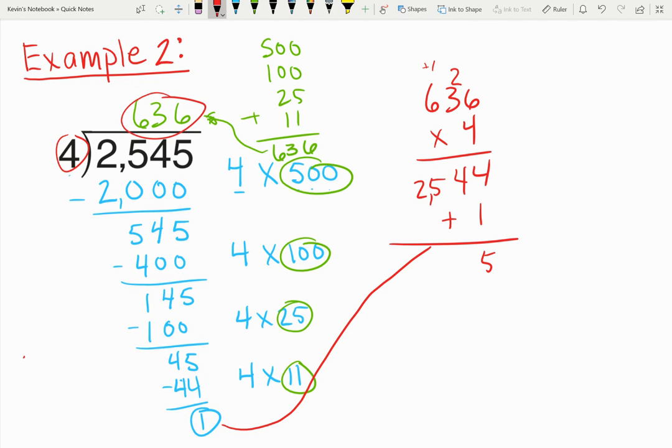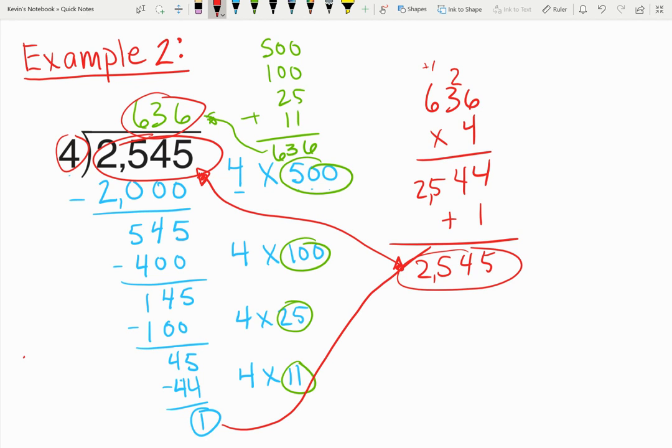And remember, we still have to add our remainder down here. So that makes it a 5. 4, bring down the 5, and the 2. 2,545 is our dividend. It does match, so this is correct.